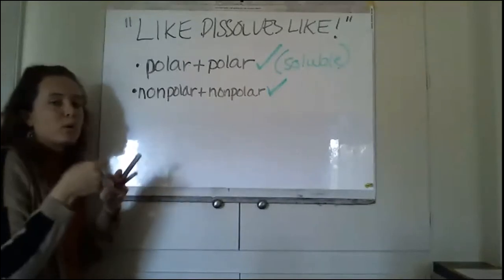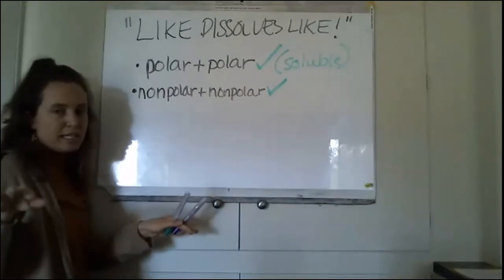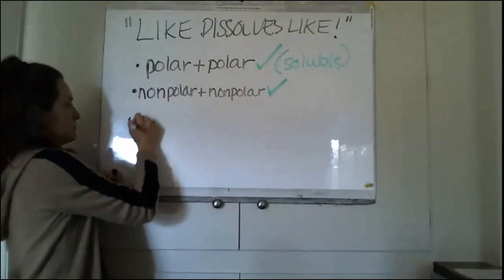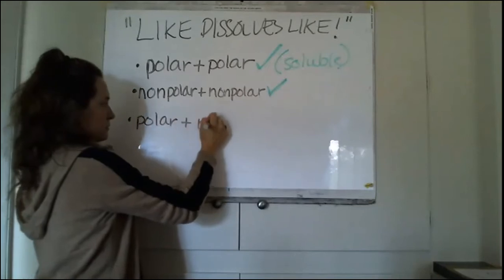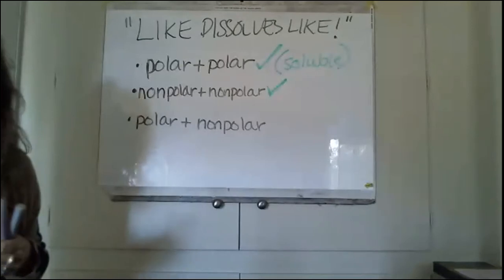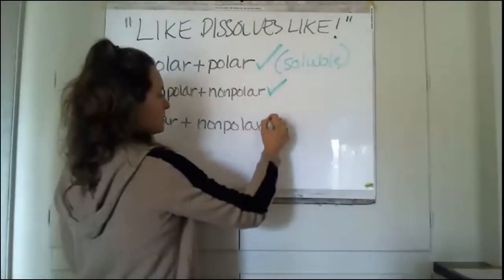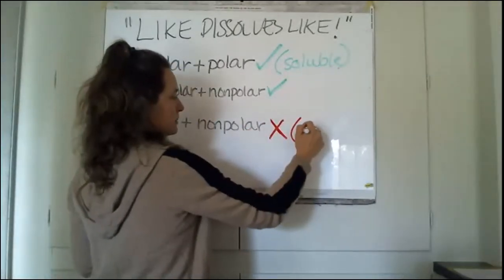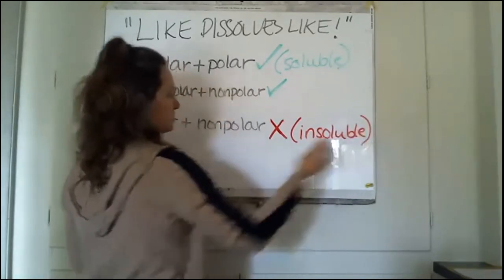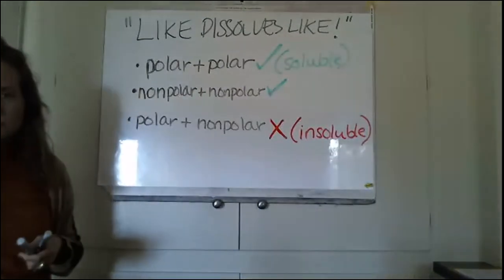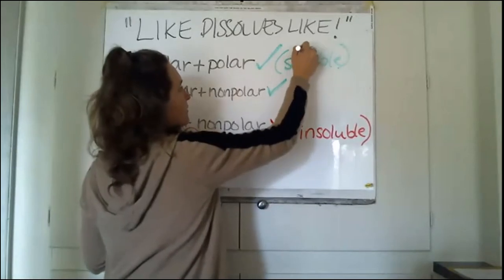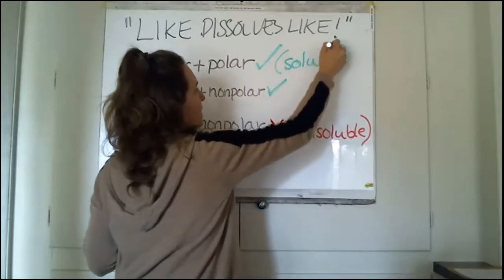But whenever we get polar plus nonpolar, that's not like each other, and so therefore they don't mix together. So that is why oil and water do not mix, because of like dissolves like, and because of the magnetic thing we were talking about.